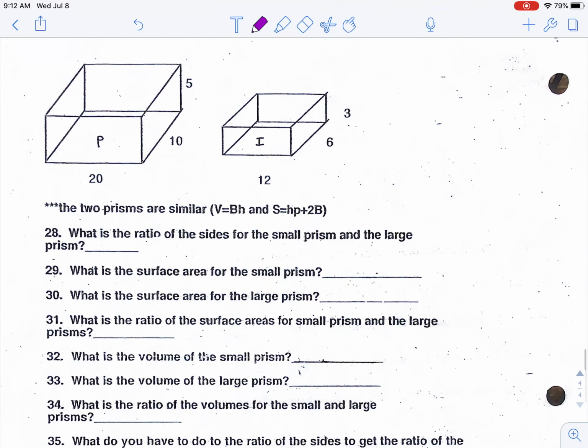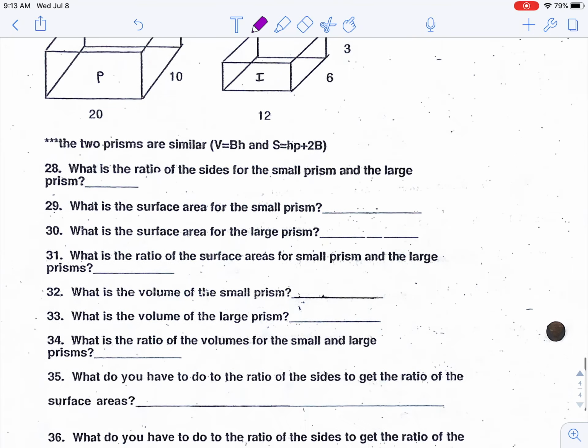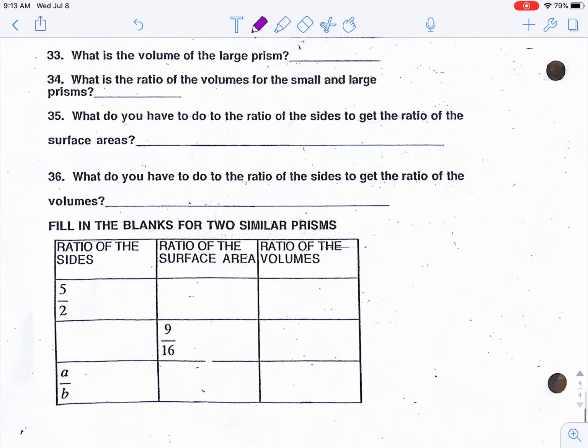Okay, so again, here's another example. You can walk through this yourself and then check back to the notes, but let's jump down to this chart again. So if the ratio of the sides is 5 to 2, the ratio of the areas would be 5 squared to 2 squared, which is going to be 25 to 4. The ratio of the volumes then is going to be 5 cubed over 2 cubed, which is 125 over 8.